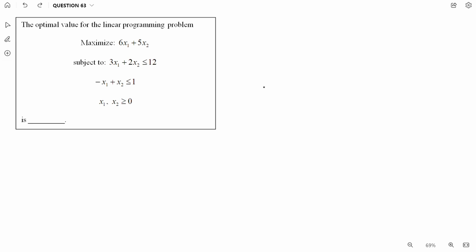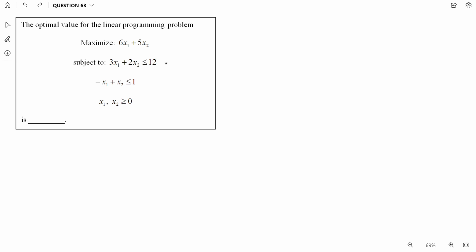Today we are going to solve 63rd question from GATE 2022. This is a linear programming problem. We have to find out optimal value of given linear programming problem. The problem is maximize 6x1 plus 5x2 subject to constraints 3x1 plus 2x2 less than or equal to 12 and minus x1 plus x2 less than or equal to 1, where x1, x2 are non-negative.